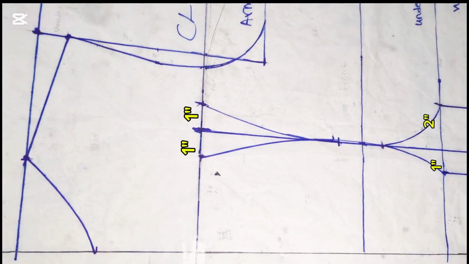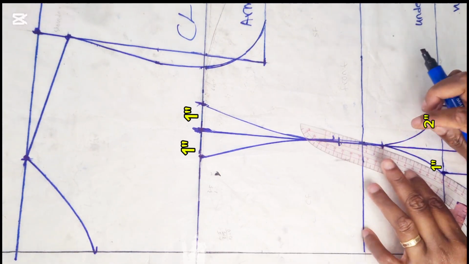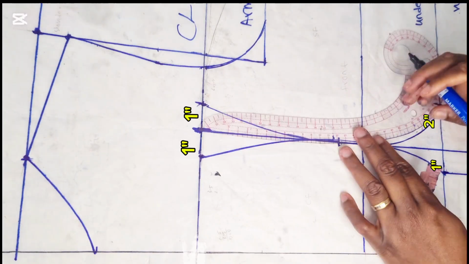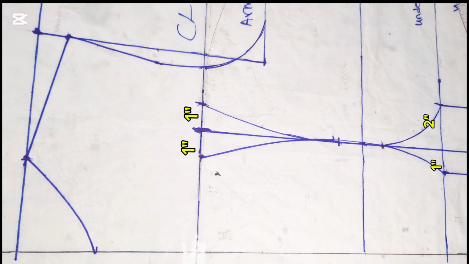By the same thing with the underbust. By the right, I gave 2 inches. By the left, it's 1 inch. Then I connected it up, and then also connected this side.